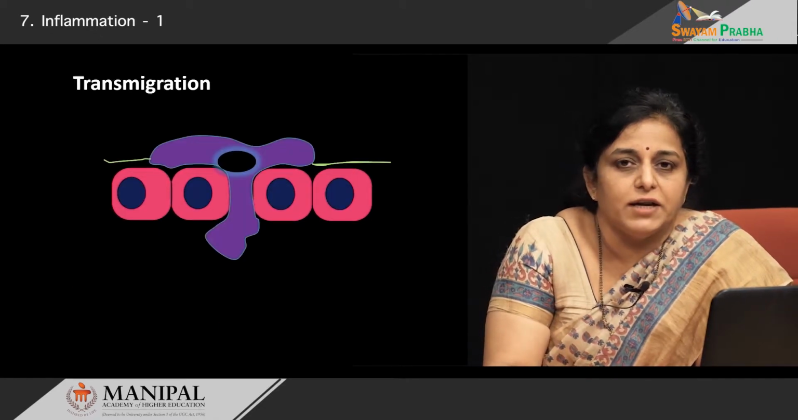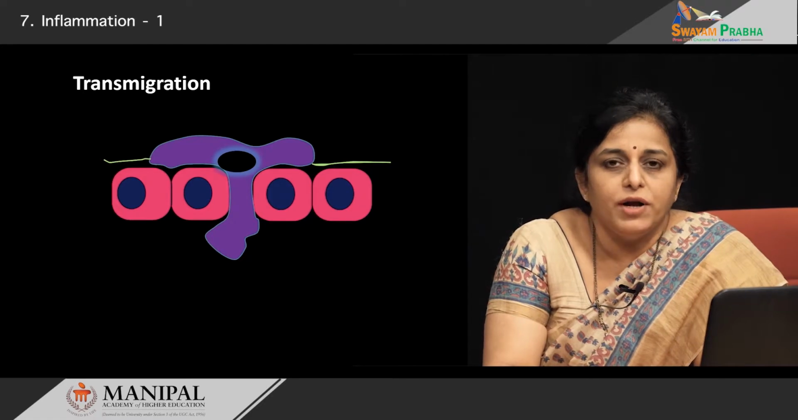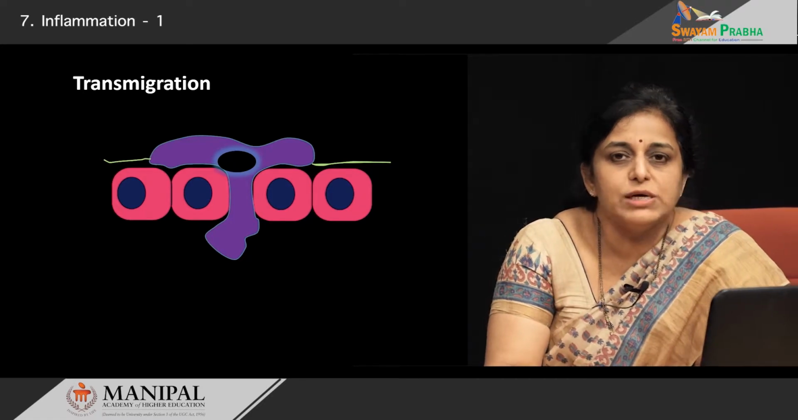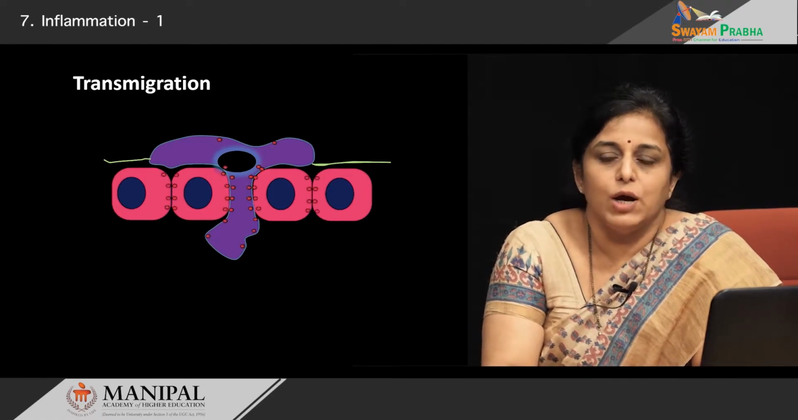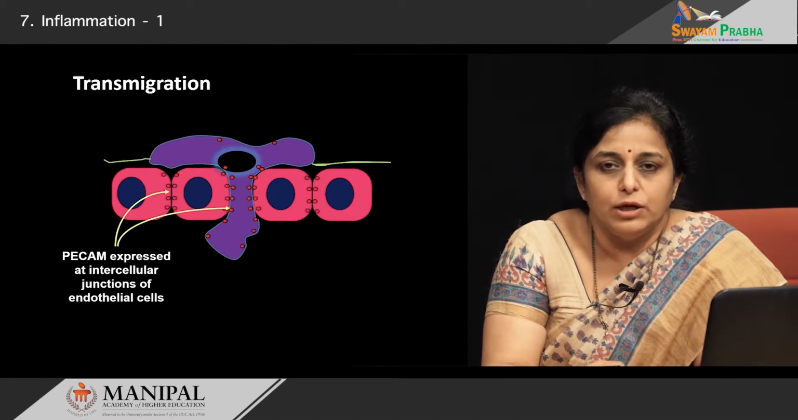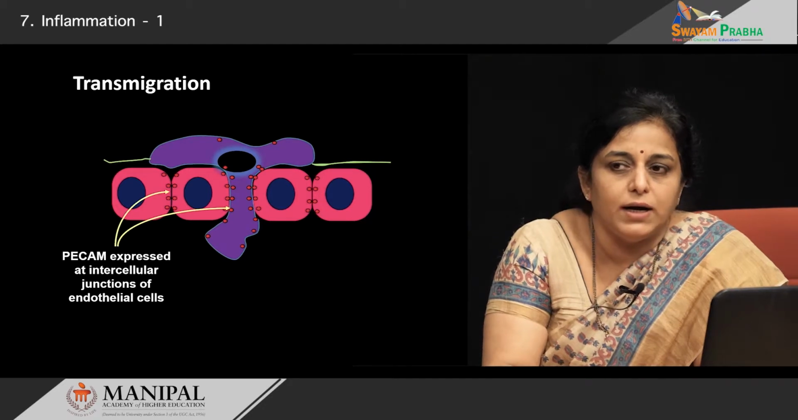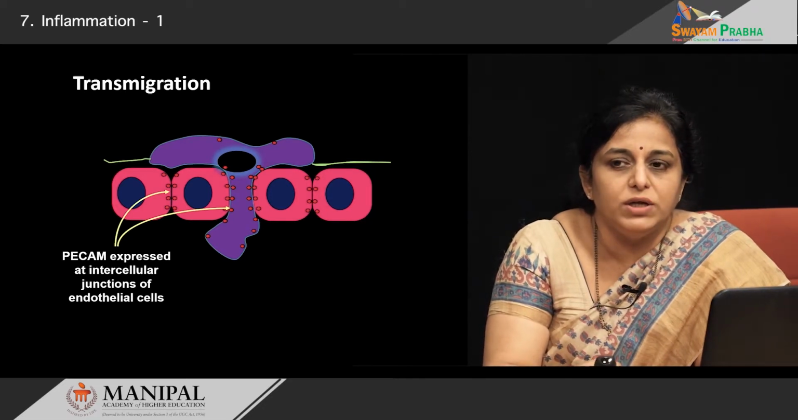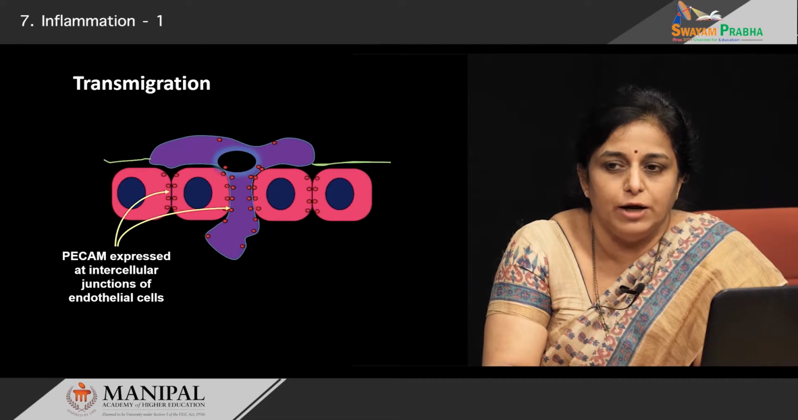Now, this transmigration or diapedesis is brought about by a set of adhesion molecules present on endothelial cells, called PECAM or CD31. So, the leukocytes are able to squeeze between the endothelial cells by binding to these adhesion molecules on the endothelial cells.